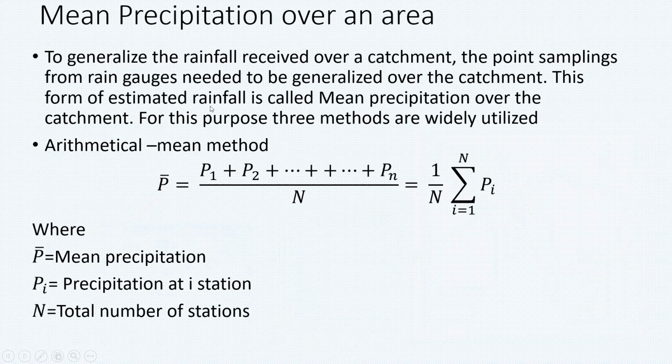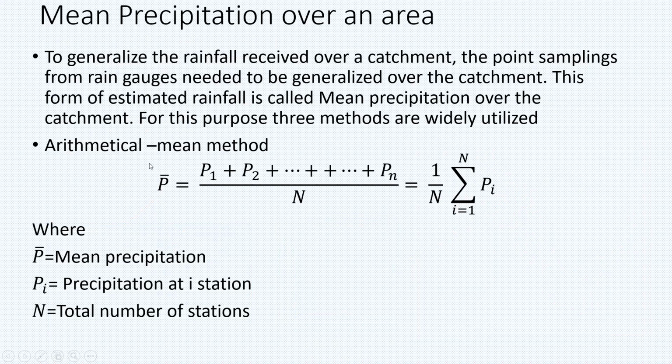This form of estimated rainfall is called the mean precipitation over the catchment, or the mean rainfall over the catchment. For this purpose, three methods are widely used. The first one is the arithmetical mean method. If you have n number of stations, you can accumulate all the rainfalls and divide by the number of gauges.